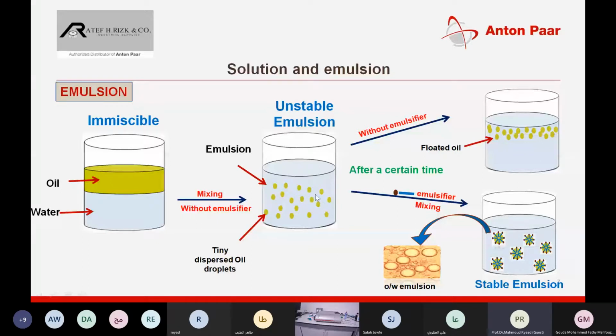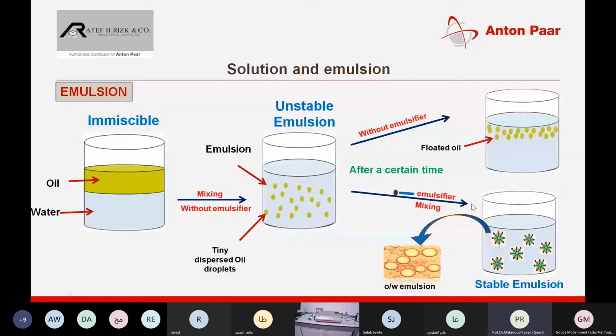So what happens if we let this emulsion stand for 5 minutes? The oil droplets separate and float. To prevent the emulsion from separating, we use an emulsifier. Emulsifiers are used to increase the stability of the emulsion.